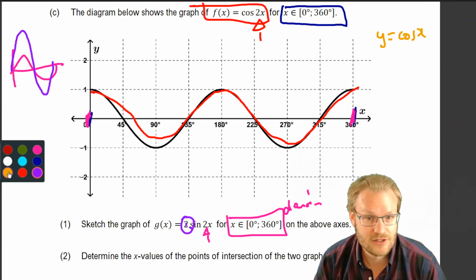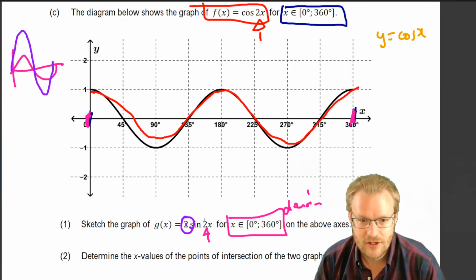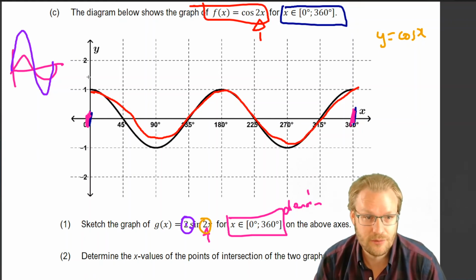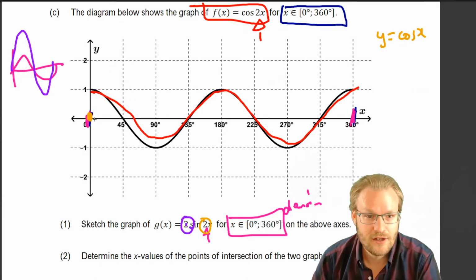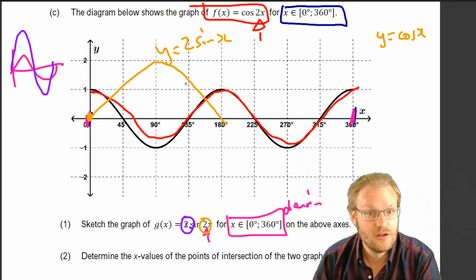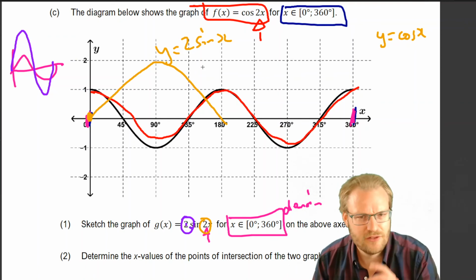And the other thing that's going to happen, let's do it in this yellow, this 2 says that it's going to repeat twice as often. So we know we're going to start there. And instead of just going like this, oh, that is actually what it looks like. Instead of going like there, this would be y equals 2 sine x. You need to squeeze it in 2. I'll leave you to do that though.